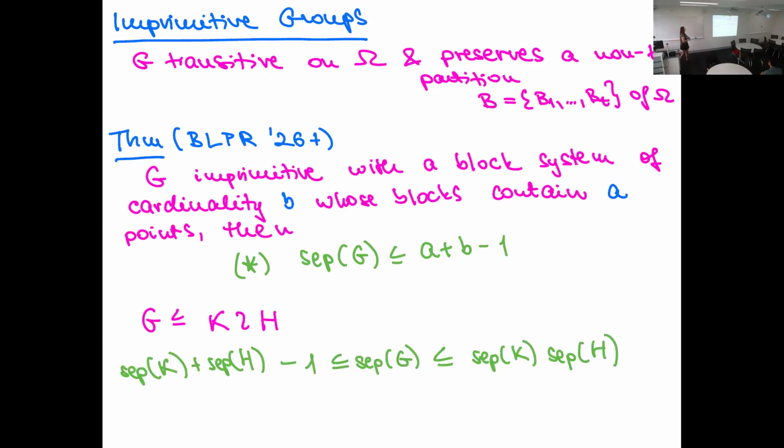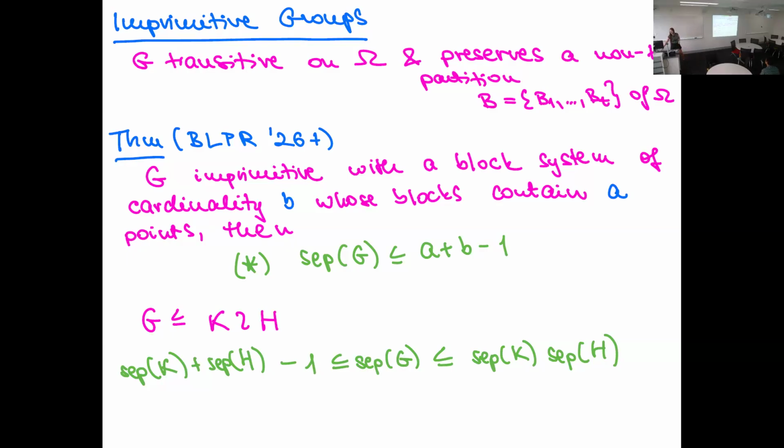And if G embeds into this imprimitive wreath product, then we can see that the separability number is between the product of the separability numbers of K and H, and the sum of the separability numbers of K and H minus 1. And I will show you the proof of this star in the next slide.